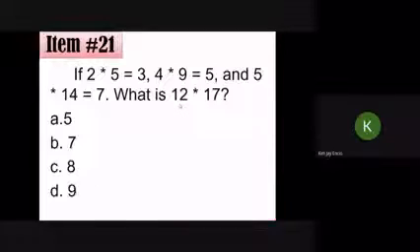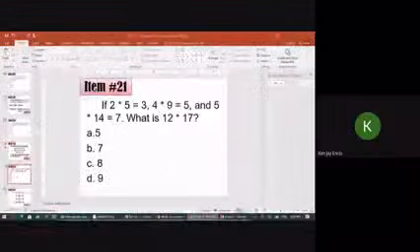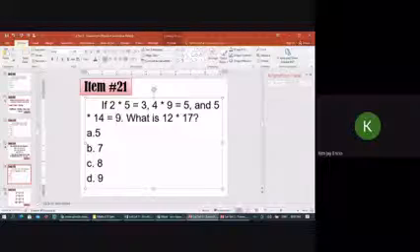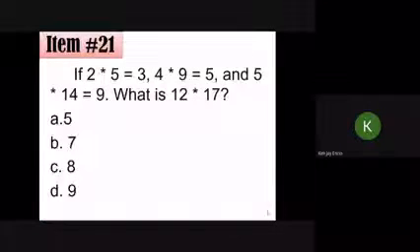21. If 2 asterisk 5 equals 3, 4 asterisk 9 equals 5, and 5 asterisk 14 equals 9. I made an error here, sorry. I have to edit this. It's actually 9 there. Sorry for that, inadvertence. What is 12 asterisk 17?